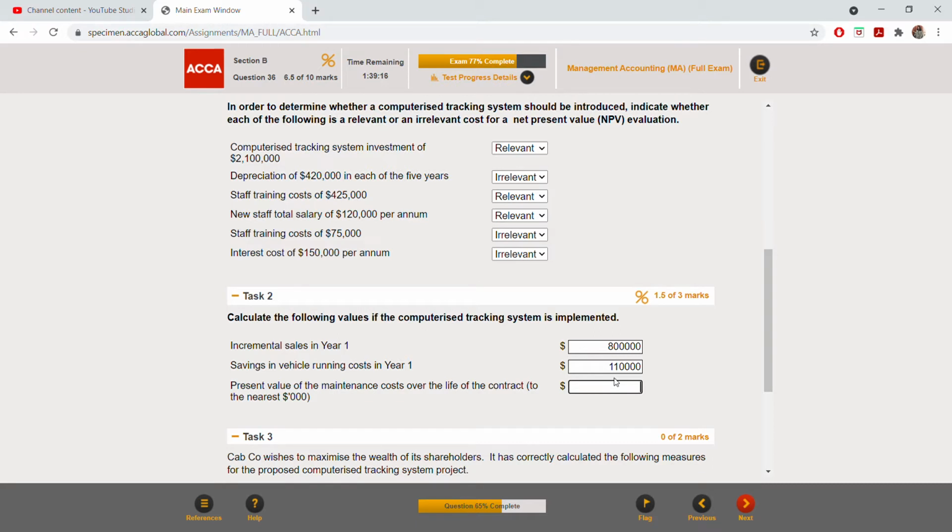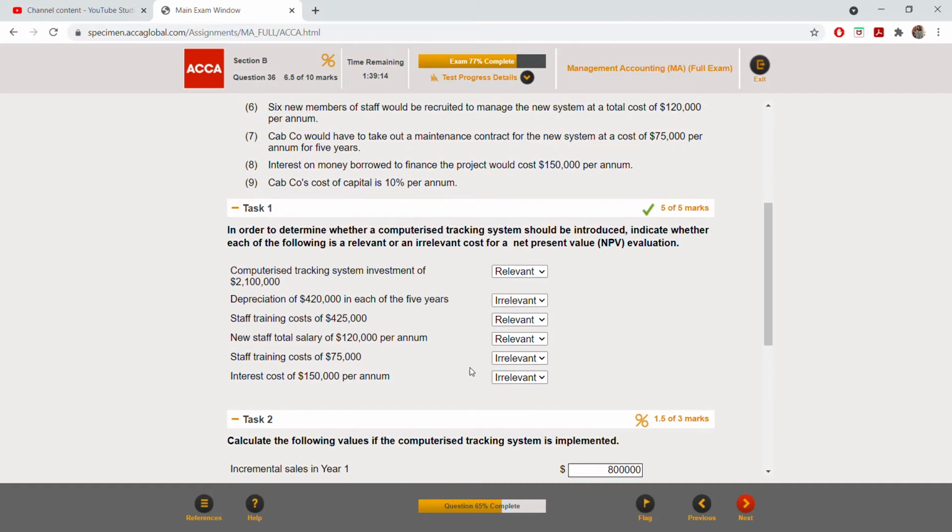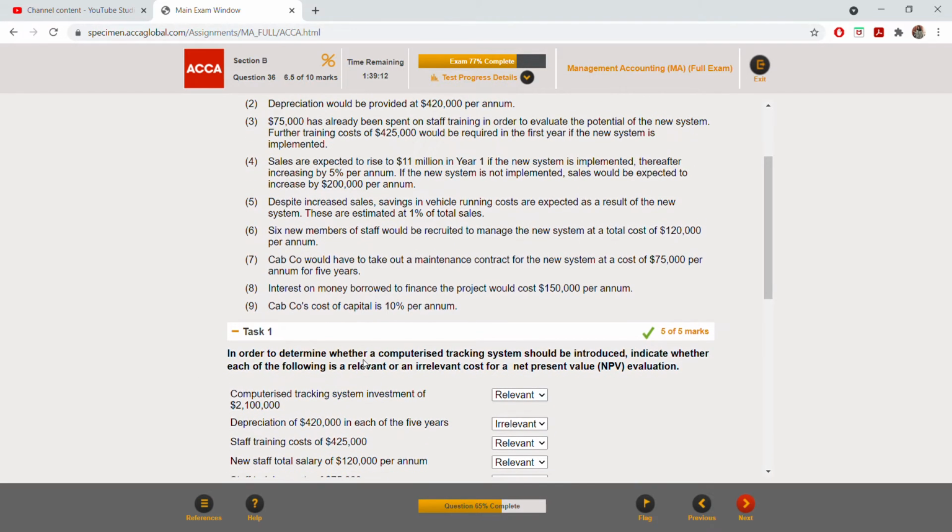But how do you calculate it? Let us go to the maintenance cost. It is point number 7, maintenance. So maintenance is what? 75,000 per annum for 5 years. That means what do you have to use? You have to use the annuity factor for 5 years. At what percent? At 10%. Why? Because the cost of capital is 10%.